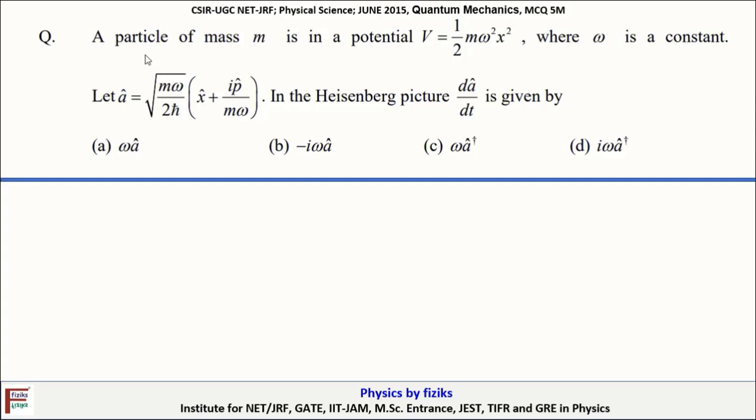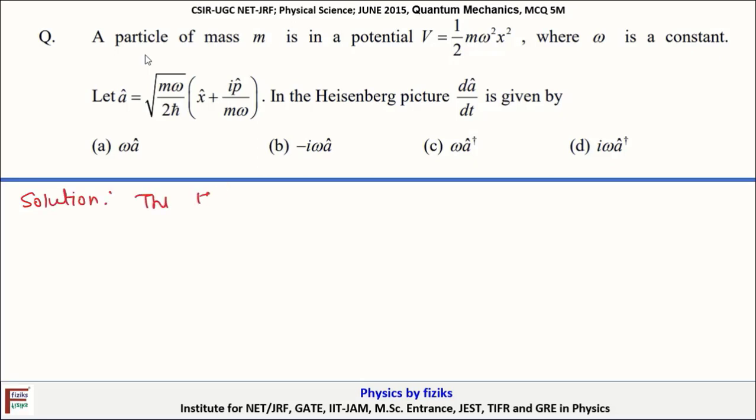A particle of mass m is in potential V equals 1 by 2 m omega square x square, where omega is a constant. Let A be the ladder operator, A equals square root of m omega by 2 h cross times x cap plus i p by m omega. In the Heisenberg picture, del A by del t is given by... So, solution.